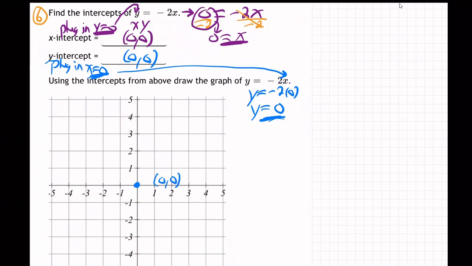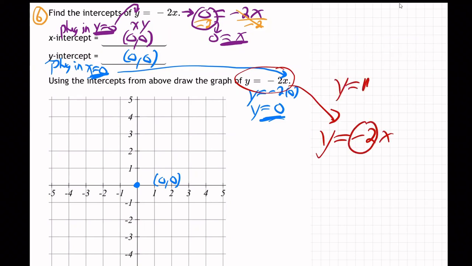Okay. So, well, what do we do now? Because we've got to find a second point, don't we? Got to have a second point. Let me bring the equation over here and I'll show you how we get our second point. y equals minus 2x. So how are we going to get our second point? Well, remember the formula y equals mx plus b? That m is the slope. So the slope is minus 2.